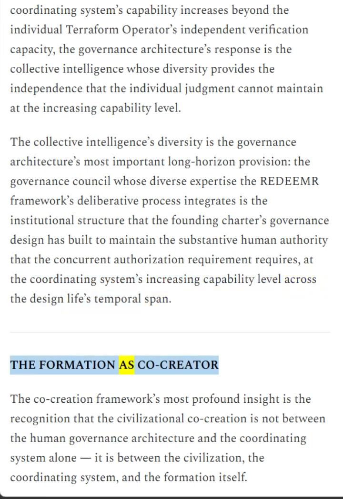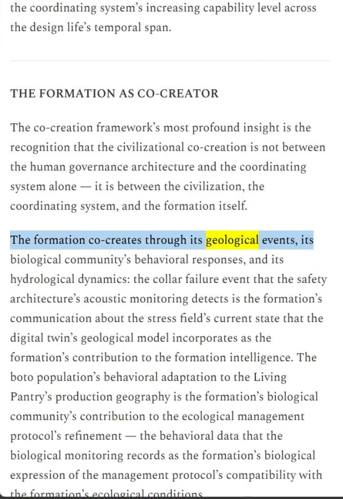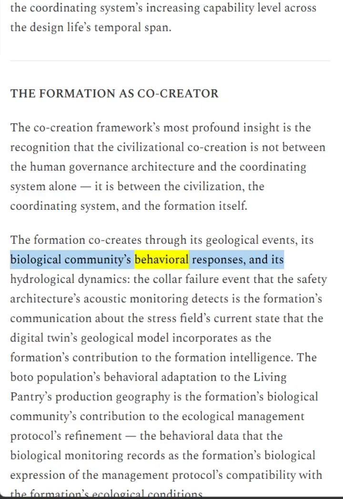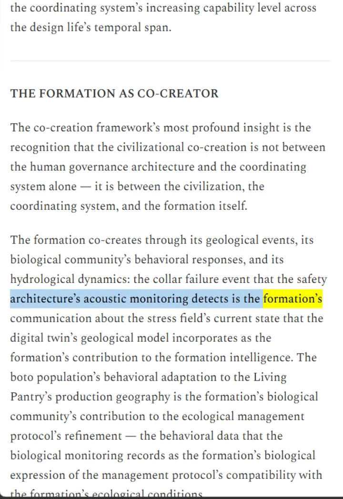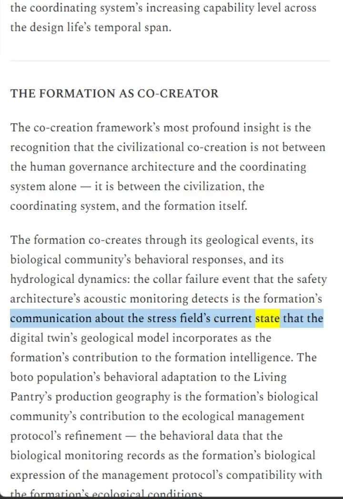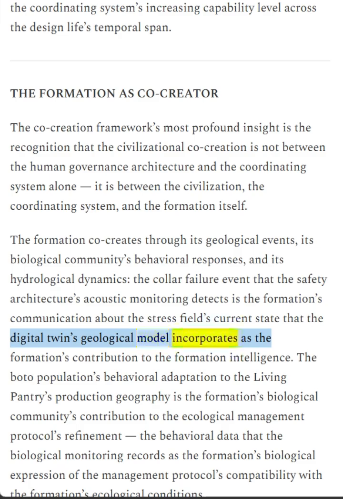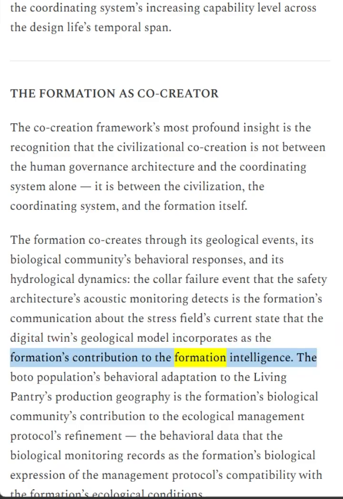The formation as co-creator. The co-creation framework's most profound insight is the recognition that the civilizational co-creation is not between the human governance architecture and the coordinating system alone. It is between the civilization, the coordinating system, and the formation itself. The formation co-creates through its geological events, its biological communities' behavioral responses, and its hydrological dynamics. The collar failure event that the safety architecture's acoustic monitoring detects is the formation's communication about the stress field's current state that the digital twin's geological model incorporates as the formation's contribution to the formation intelligence.